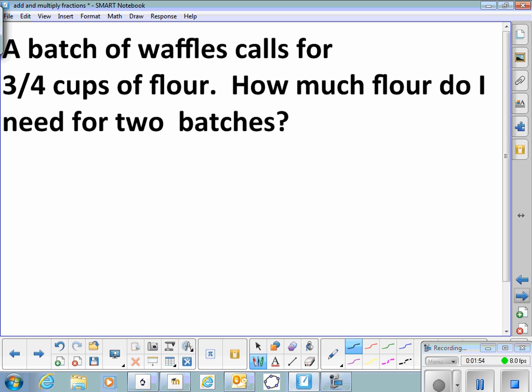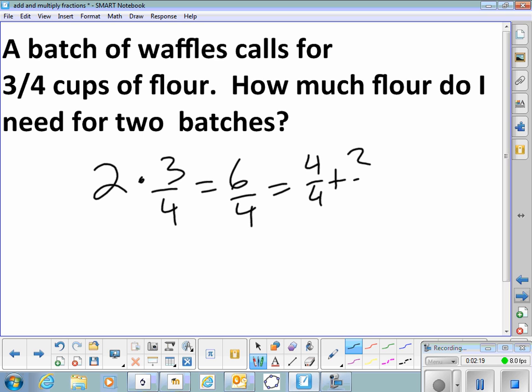A batch of waffles calls for 3/4 cups of flour. How much flour do I need for 2 batches? Well, 2 times 3/4 is 6/4. If we wanted to reduce that, we could say that is 4/4 plus 2/4, so that is 1 and 2/4. We could even say that is 1 and 1/2. But 6/4 is, if we have a 4th measuring cup, we could do 6 of those.